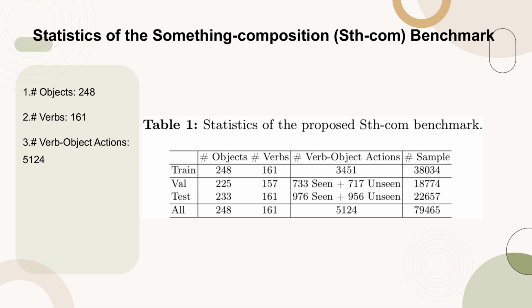Specifically, it shows that there are 248 unique objects and 161 unique verbs, resulting in a total of 5,124 verb-object actions. The dataset is divided into training, validation, and test sets, each containing a specific number of samples, with a total of 79,465 video samples. This table is crucial for understanding the composition and scale of the Sth-com dataset, which is essential for evaluating the performance of models in the zero-shot compositional action recognition (ZSCAR) task.